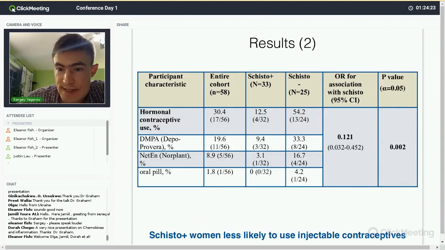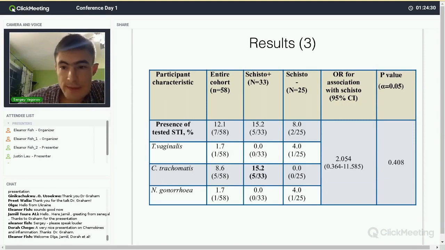And again, it's not surprising, since they were younger, and they were less likely to be married. That means they were less likely to be using those hormonal contraceptives.